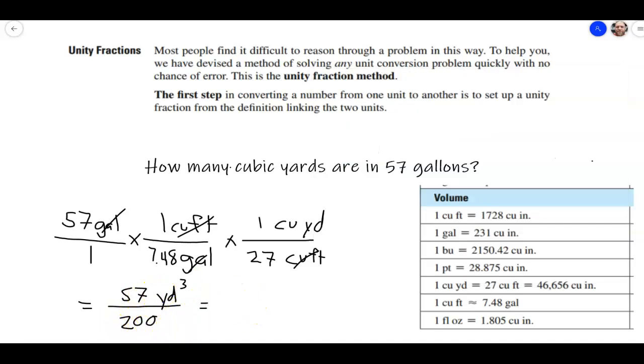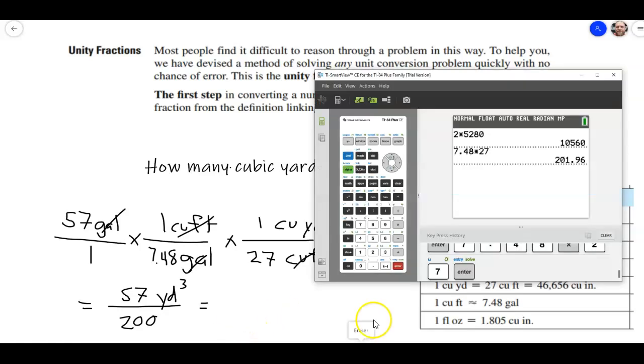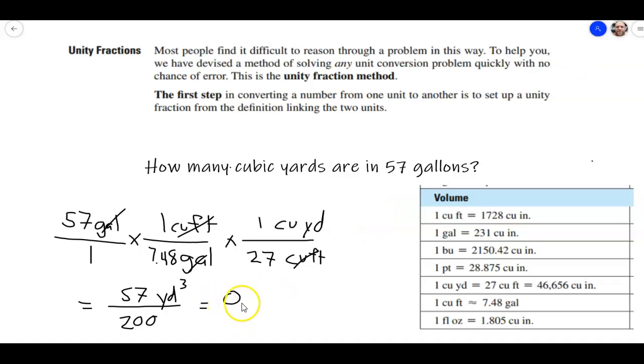and that's going to give us 57 divided by 200, so 57 divided by 200 is equal to 0.285, and so 0.2, and we're going to go 9. We're going to round this answer to 2 significant digits because we're dividing, and the least number of significant digits is the 57, which is 2, so 0.29 cubic yards. So there are 0.29 cubic yards in 57 gallons, and that's how you do that one.